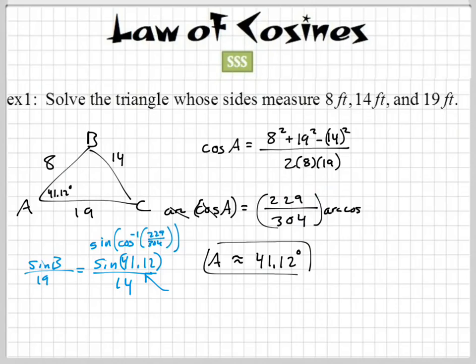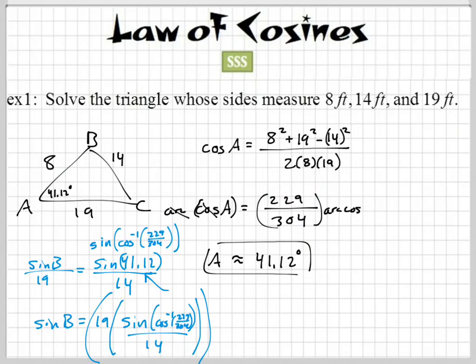Okay, so how do we get B alone right now? Well, we'd multiply that side by 19, so it'd be sine B equals 19 times a lot of stuff. Sine of cosine inverse of 229 over 304. Oh, nasty. And then how are we going to get the B alone? Yeah, we're going to have to take sine inverse of this.